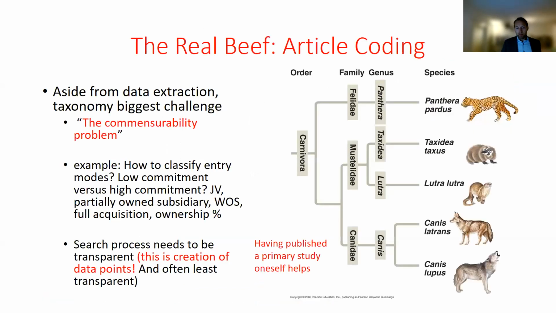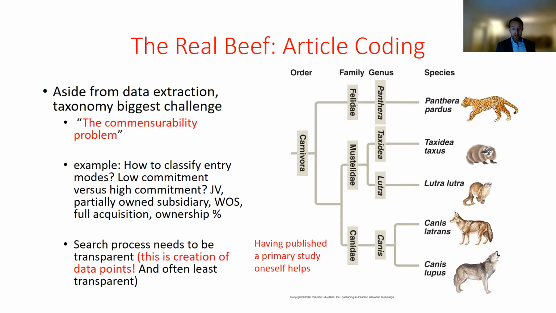Now, where's the real beef, if you ask me? I think the real beef is in the coding part. And this is the part where most people struggle. Let me give you an example. Suppose you do a meta-analysis on entry modes in international business. There's papers out there that look at joint ventures. There's papers that look at wholly owned subsidiaries, partially owned subsidiaries. Sometimes it's measured in terms of a dummy: is it a full acquisition? Sometimes it's measured in terms of ownership percentage. So all these dependent variables have been measured in particular ways.